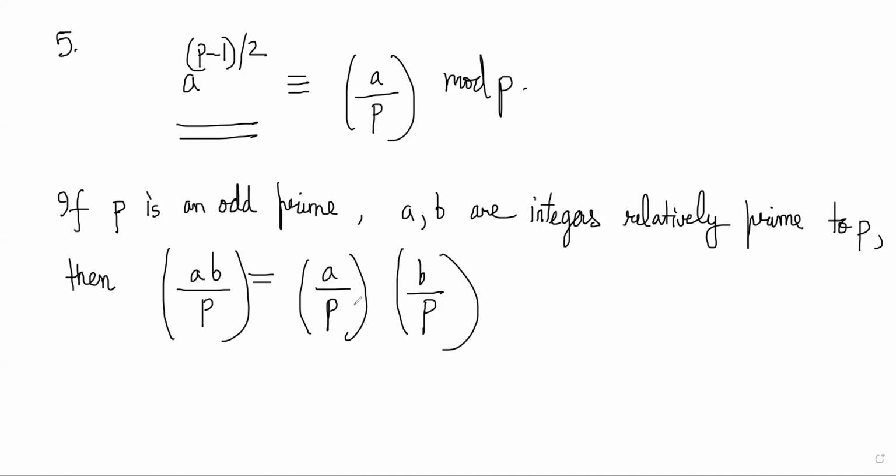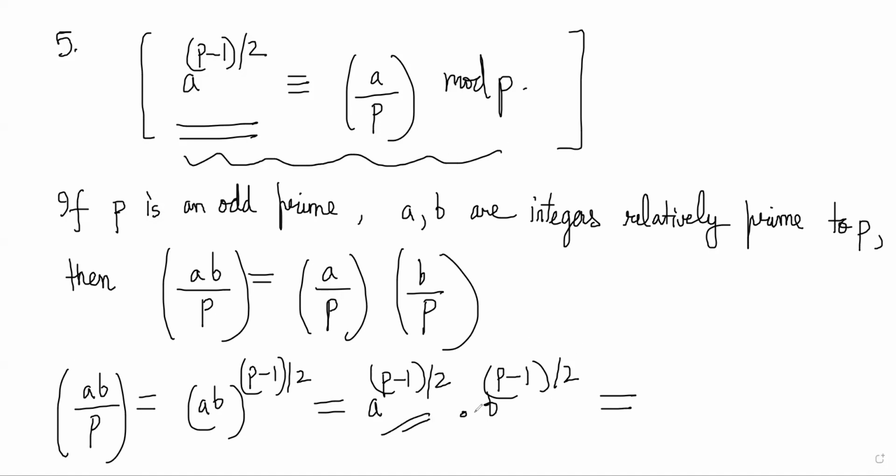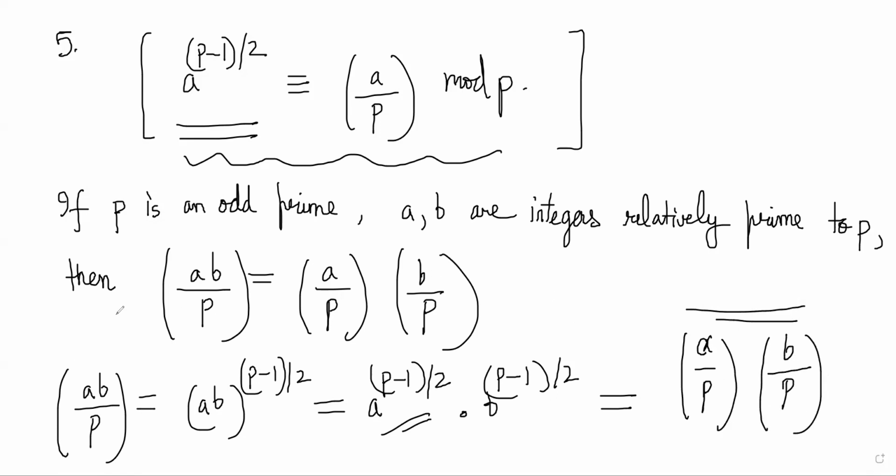Why is that so? Because think of the number AB over P. We know that AB over P can be written, according to this rule, as AB power (P minus 1)/2. But that can be split using the laws of exponents as A power (P minus 1)/2 times B power (P minus 1)/2. And now using this equation again, we can say that this is A over P and this is B over P mod P, right? So this is a very important result.